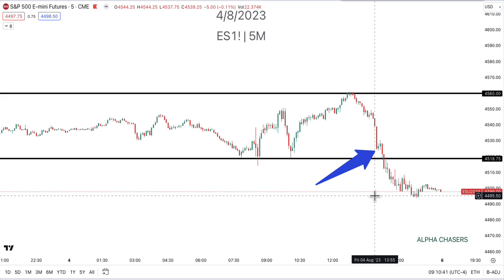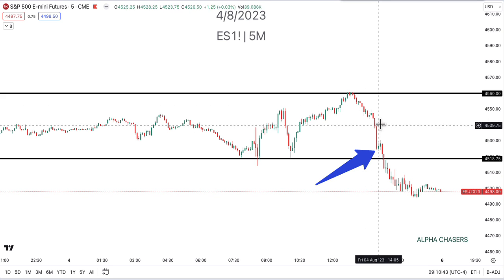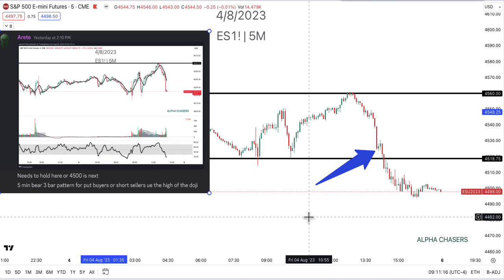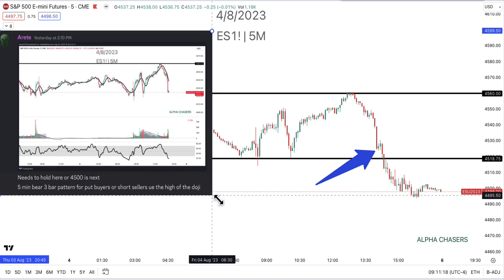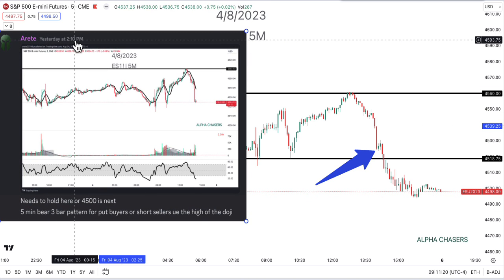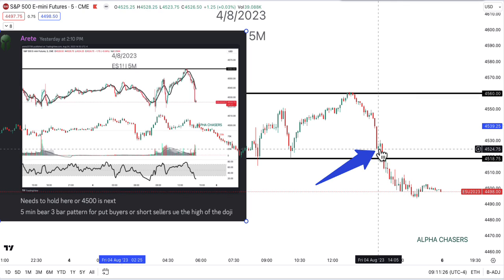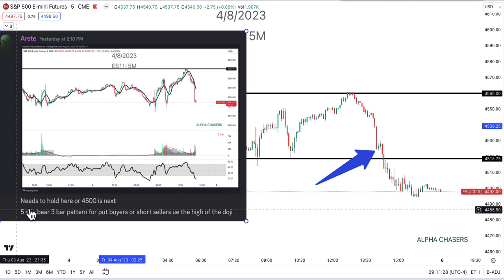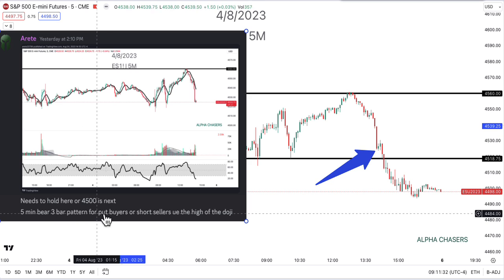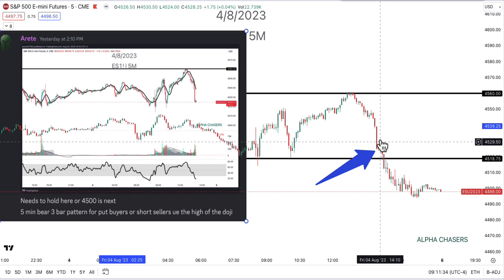what that human behavior is telling you: the sellers up here are still in control. So what that means for us, and I'll bring this down so you can see it, is the first one was 210. Okay, this is here, and you can see that level again. And what we talk about is you're setting up again. Here, 5-minute bear pattern, 3-bar for put buyers or short sellers, use that doji high of the day.